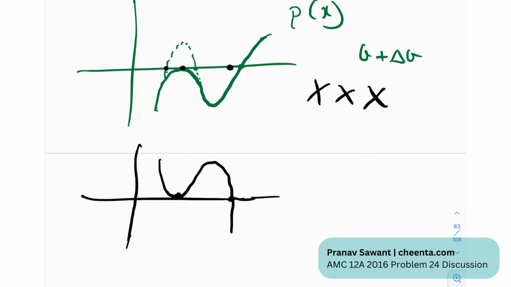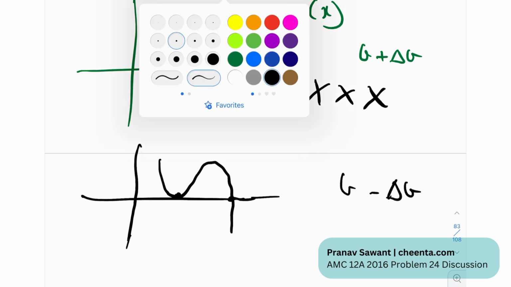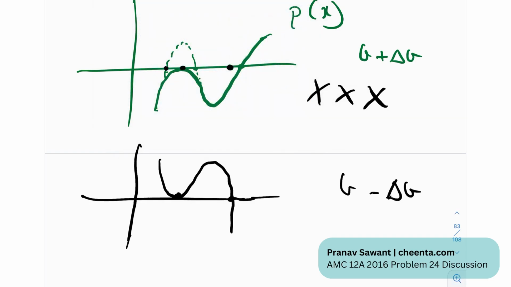Now again, using completely the same ideology, this time I will decrease b by some amount, let's say delta b. What will happen? This thing will just shift a little bit towards here. This thing will go a little bit downwards. So again, we're going to have 2 roots, and this is the third root, right?